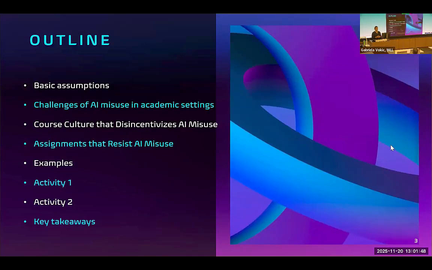And then I have some examples of activities. Actually, I have some assignment types that I want to share with you that lend themselves to resisting AI misuse. Then I have a couple of examples from my own courses. If we have time, we have 2 activities for you, and then a couple of key takeaways.